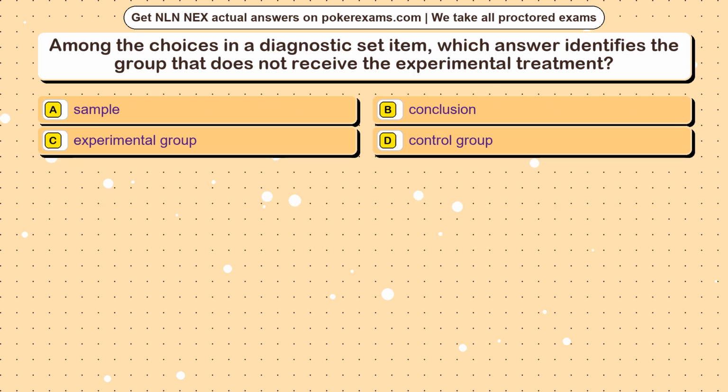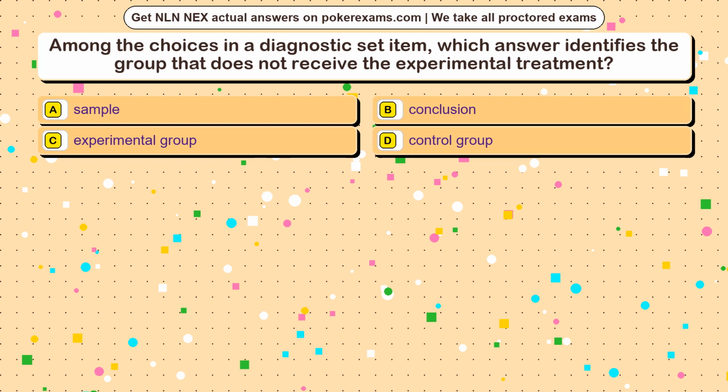Question 15. Among the choices in a diagnostic set item, which answer identifies the group that does not receive the experimental treatment? Option A, sample. Option B, conclusion. Option C, experimental group. Option D, control group.